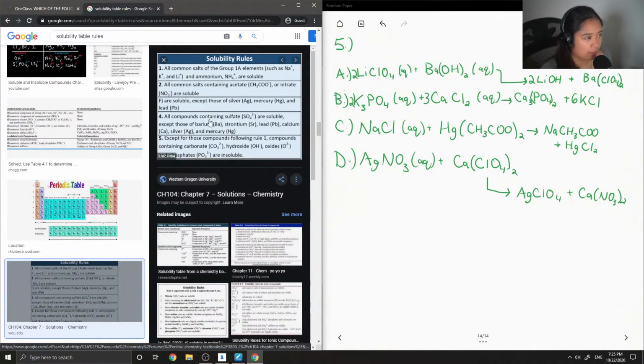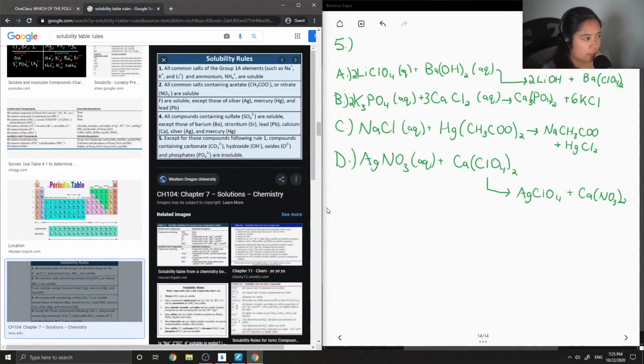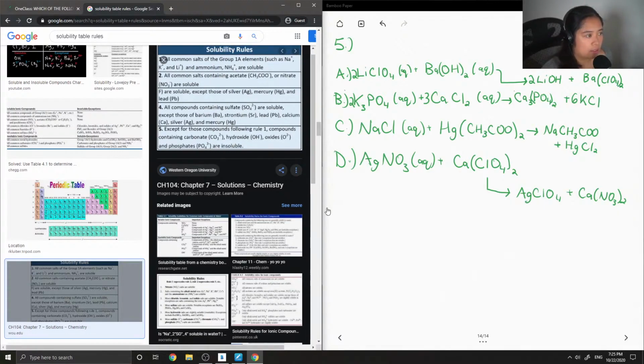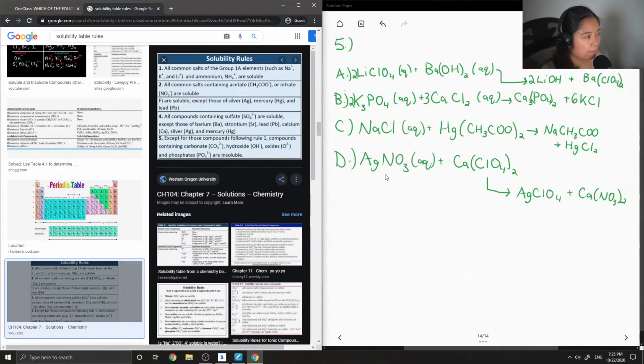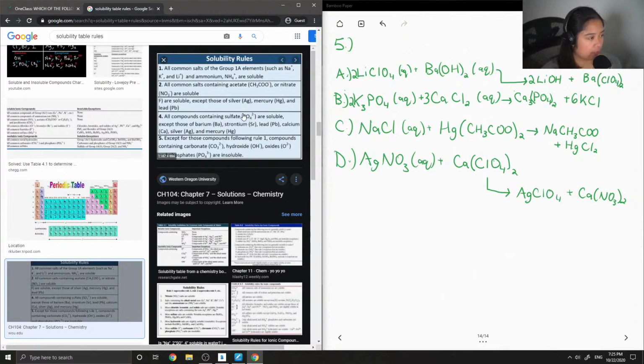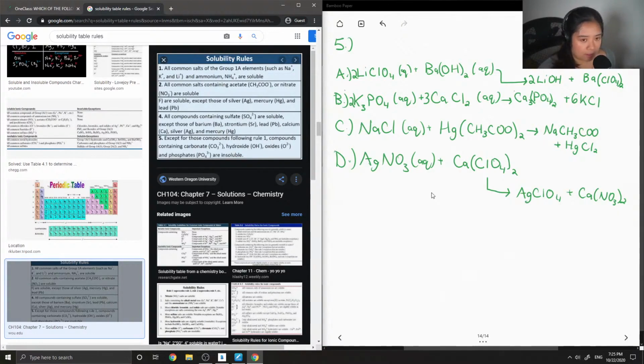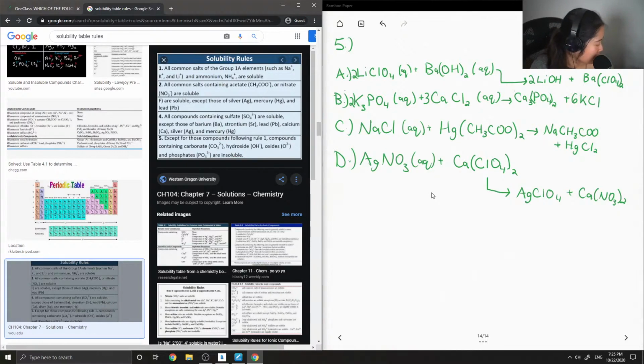group 1A elements such as sodium, potassium, and lithium. Ammonium, NH4 are also soluble. All common salts containing acetate or nitrate are soluble. And then fluorine are soluble except those of silver, mercury, and lead. All compounds containing sulfate except those of barium. So basically, some are soluble, but there are like exceptions to almost all of them.